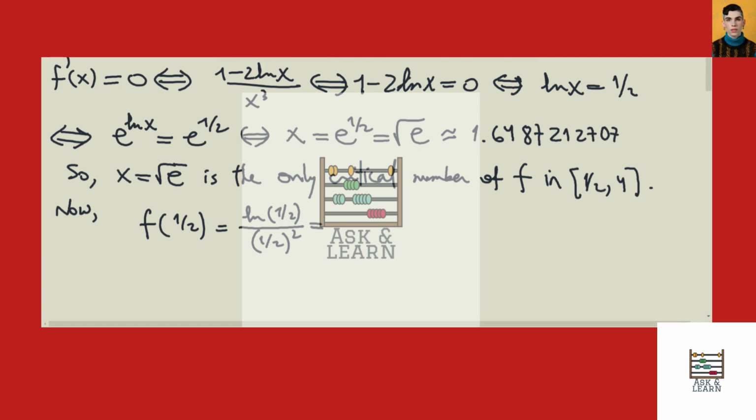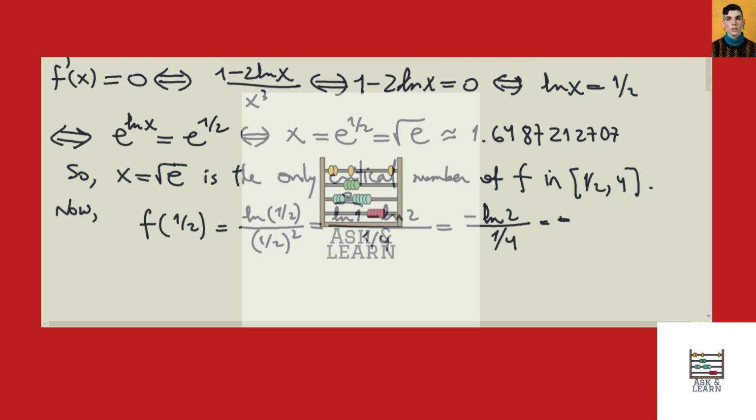And remember, the natural logarithm of a fraction is the natural logarithm of the numerator minus the natural logarithm of the denominator. That's a property of the logarithms. And 1/2 squared is 1/4. The natural logarithm of 1 is 0, so we get negative natural logarithm of 2 over 1 over 4.